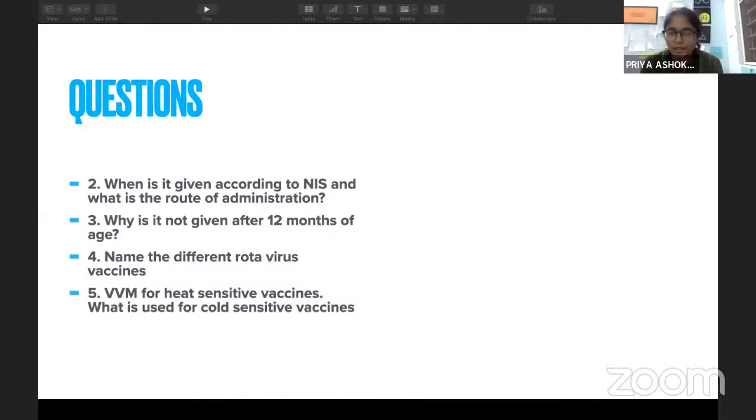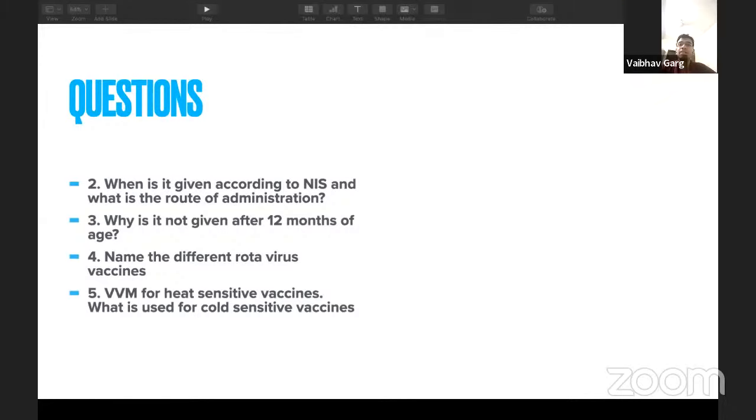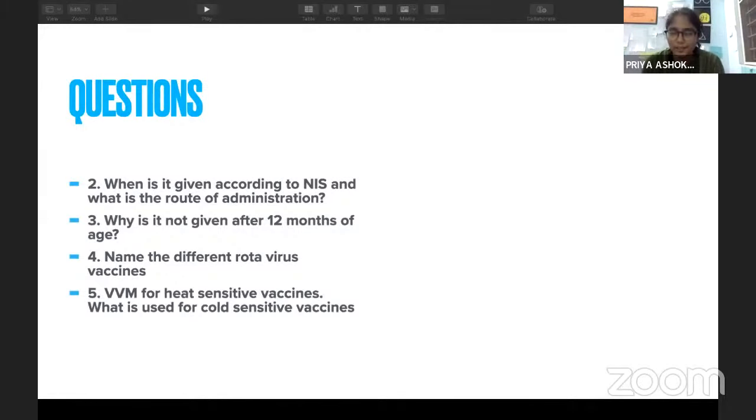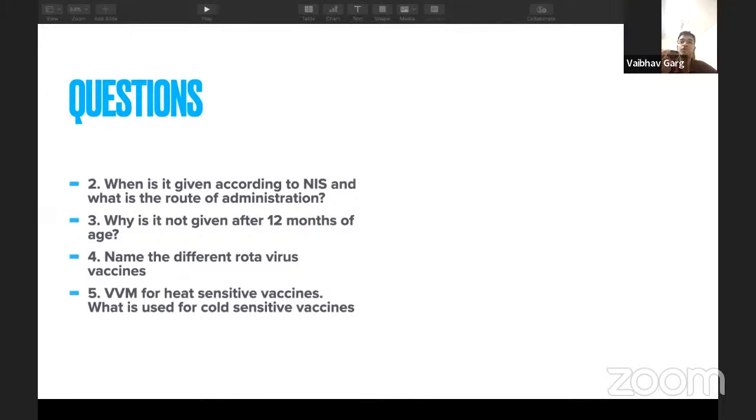Why is it not given after 12 months? Ma'am, it increases the chances of intussusception. Right. What are the different types of rotavirus vaccines that you know? Rotateq, Rotarix. Okay. I'll still give you points for that. Do you know what is given in India? Rotavac. Yeah. So now you have vaccine vial monitors, which are meant for heat sensitive vaccines. What is the test for cold sensitive vaccines? Ma'am, we have a shake test for the cold sensitive vaccine.